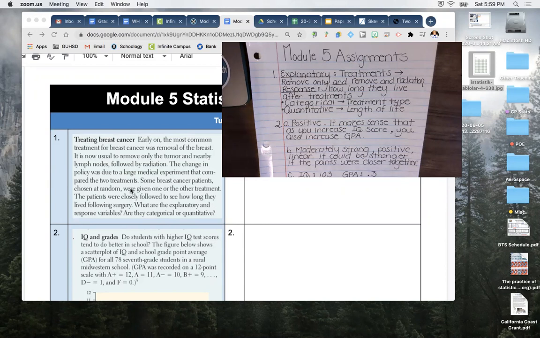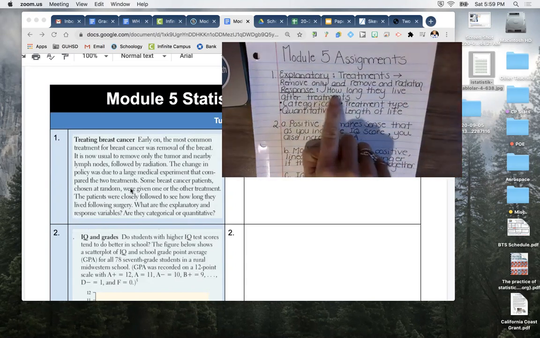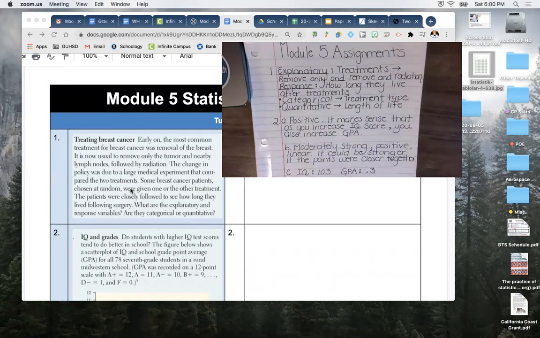In this one, the explanatory is going to be the treatment type. So they gave 2 different options, remove only the lump, or removal and radiation was the other treatment. So those are the explanatory. The response is what they're going to measure. So response is always what is being measured. And in this one, they're going to measure how long they live after the treatment.